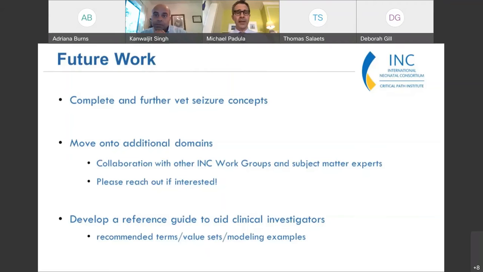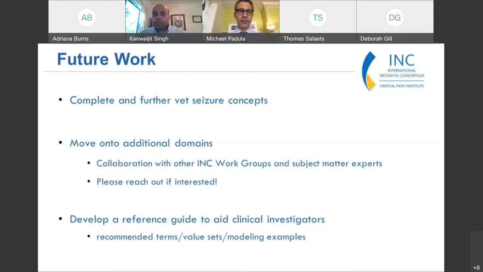Our long-term goal is to develop a reference guide or a bit of a companion guide to aid clinical investigators, and really provide a list of references to various terms or value sets that are defined, as well as different modeling examples. If you are collecting data around respiratory support or enteral feeding or certain areas, or even maternal information, we'd love to be able to provide some examples of how you might set up that granular data capture, whether it's a primary outcome versus a secondary outcome. So that is our work to date, and we look forward to working with you.